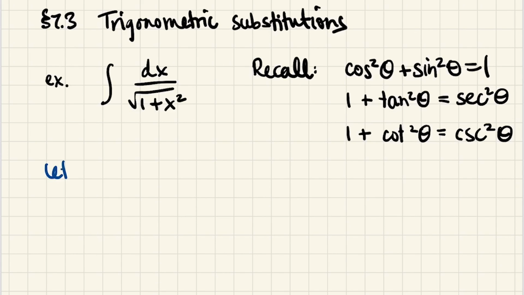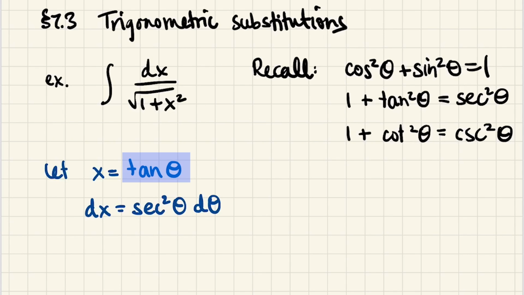So for a trigonometric substitution, we would do something like let x be a trig function. For instance, in this case, we're going to let x equal tangent of theta. So our dx is secant squared theta d theta. Now, one thing that distinguishes this from u substitutions is that with a u substitution, we normally let u equal an expression involving x. And with a trigonometric substitution, it's usually the other way around. We're going to let x be some expression involving theta.